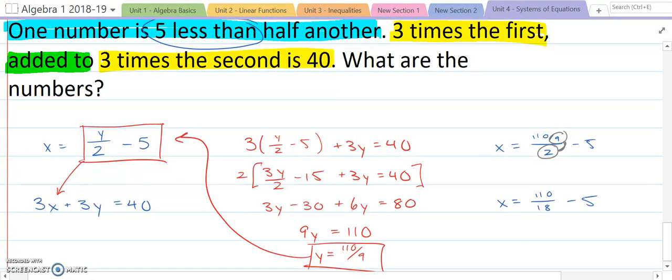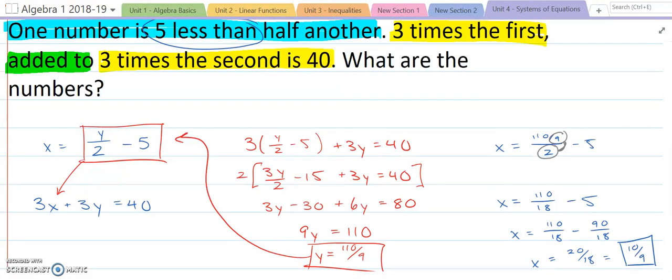Get your common denominator. Do your subtraction. And if you get a fraction for an answer, you should always reduce it. It's a better habit than not. Final answers. Y is 110 over 9, and x, reduced, is 10 over 9.